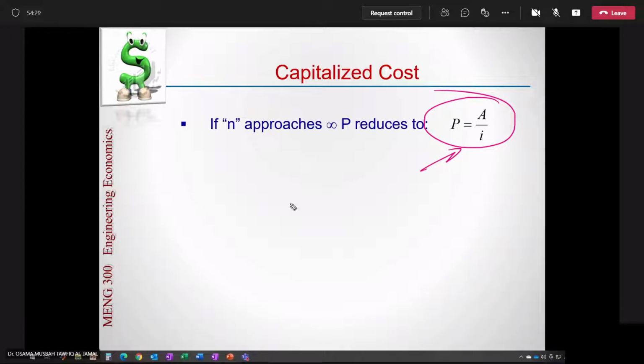The standard notation for this will be what? P will equal A, P given A, I percent, N, where N is infinity.